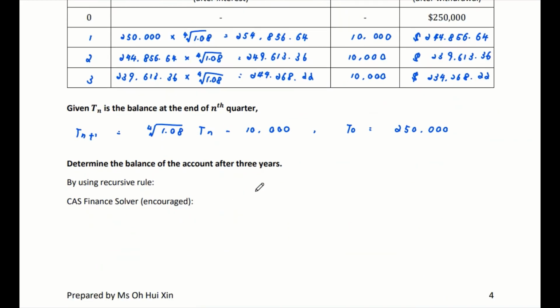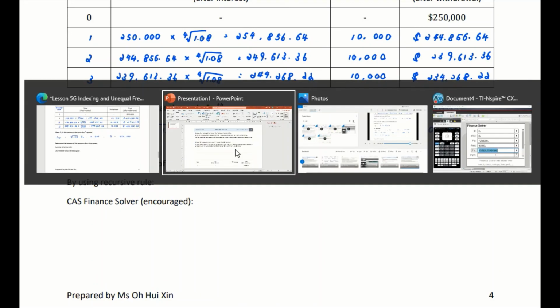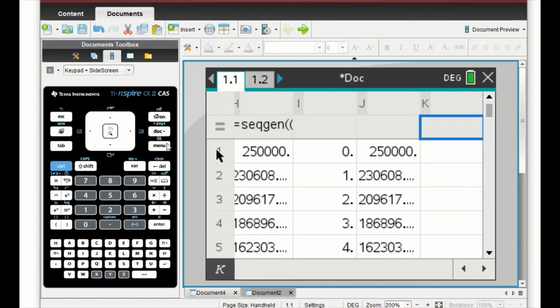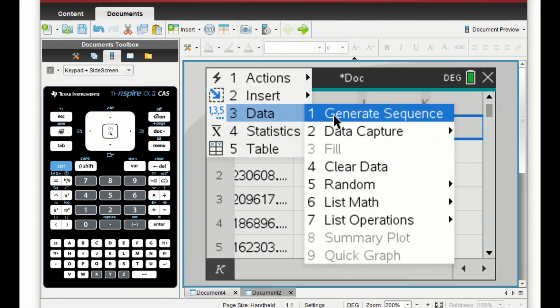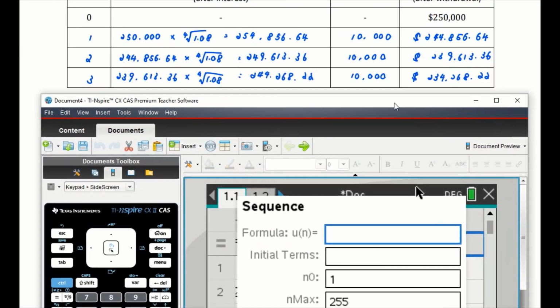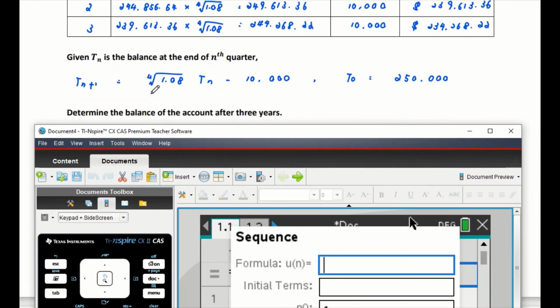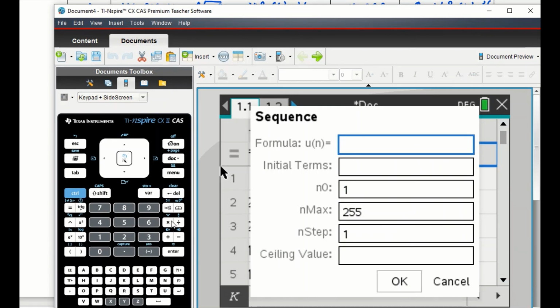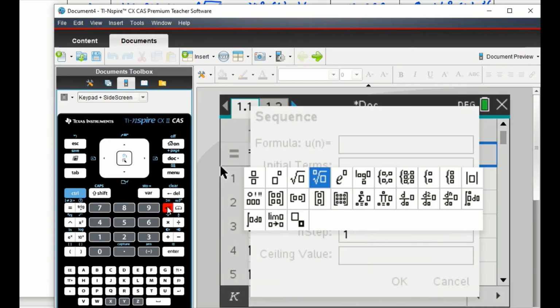Alright, same thing, we just solve one simple question here. Find the balance of the account after 3 years. First, let's try to use our recurrence relation. Okay, so menu, generate sequence. This is how you should press this in your calculator. I hope that you see this. You press this, then the calculator will give you this, and you just choose one. This is what we want, then we just enter.